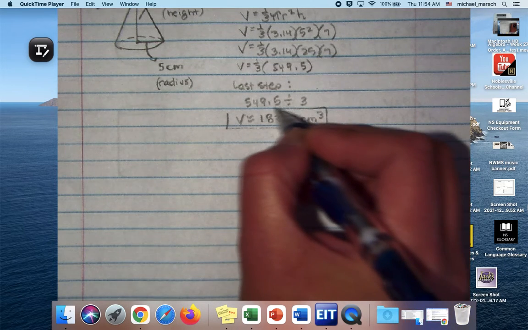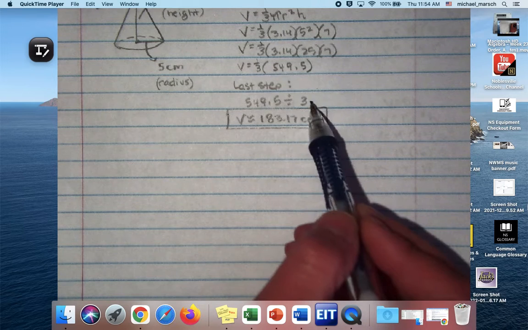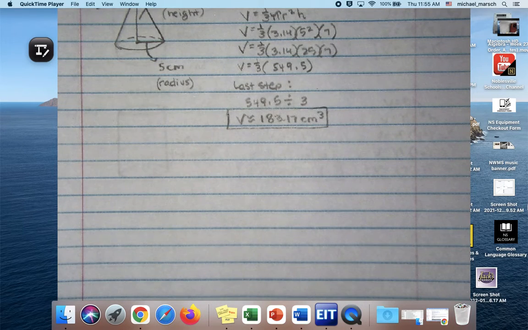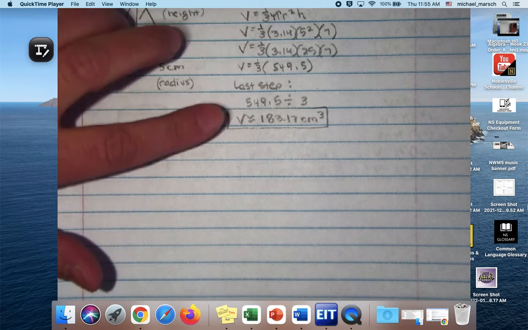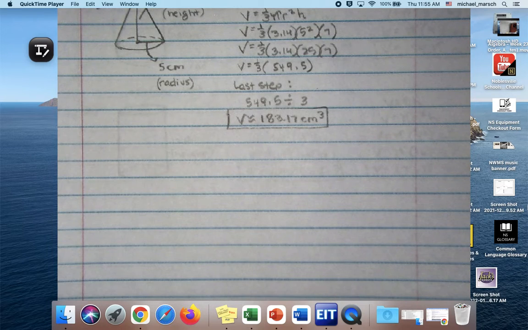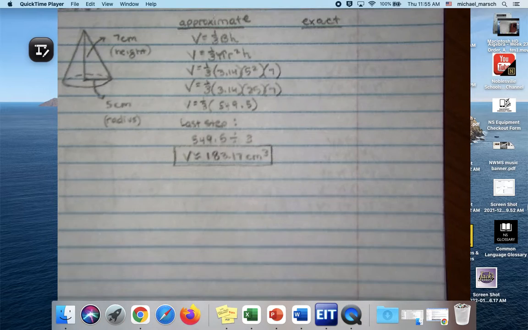So that dividing by 3 is taking the step of 1/3 of the value. If this was just a cylinder, 549.5 would be the volume. But because it's a cone, I have to take 1/3 of that. How are we doing? Not terrible, right? Okay, let's move on to the exact value.